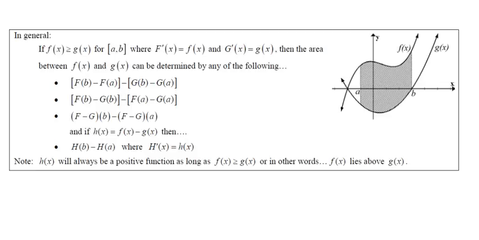So it turns out, in general, if f of x is greater than or equal to g of x on an interval from a to b, where F prime of x equals f of x and G prime of x equals g of x, then the area between f of x and g of x can be determined by any of the following. Okay? You can read. Mostly we're aiming for this, right? We just want to get f of x minus g of x. Call that h of x. Note, h of x will always be a positive function as long as f of x is greater than or equal to g of x. So in other words, as long as f of x is above g of x, you're always going to get a positive function.